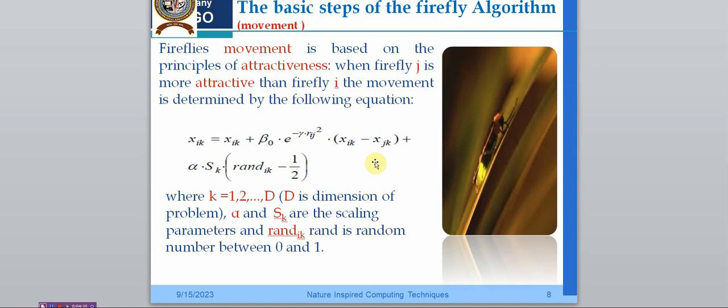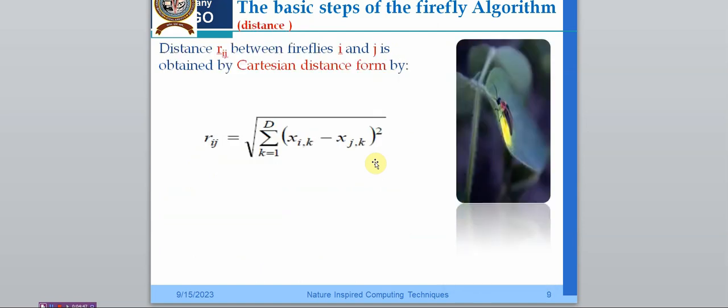Fine. Now the firefly movement is based on the principle of attractiveness. When firefly j is more attractive than firefly i, the movement is determined by the following equation: x_ik equal to x_ik plus beta 0 into e to the power minus gamma r_ij square into (x_ik minus x_jk), plus alpha into s_k into (random_ik minus half). Here k is from 1 to D, where D is the dimension of the problem, alpha and s_k are the scaling parameters, and random_ik is a random number that varies between 0 and 1, it can be 0.1, 0.2, 0.3, etc.